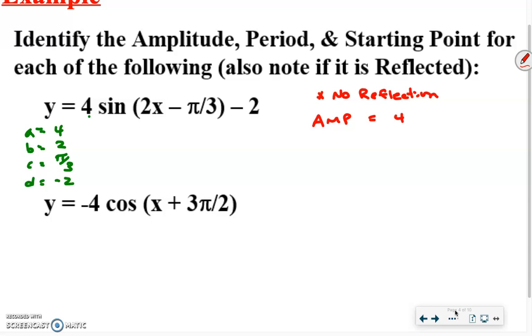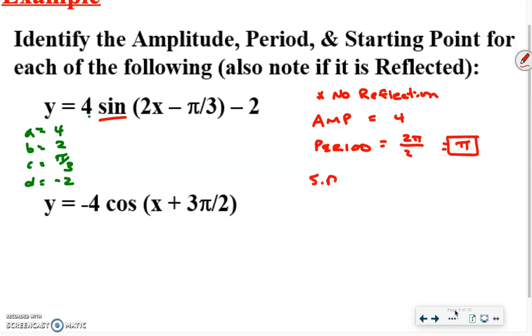How do I find the period on a sine problem, please? 2 pi divided by b. So when we take 2 pi and I divide it by b, which is 2, are we going to say that the period is just pi? Okay. Then, what else did we talk about?